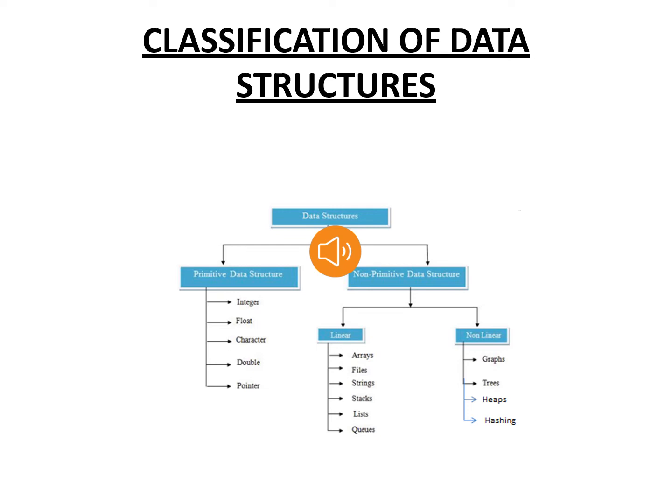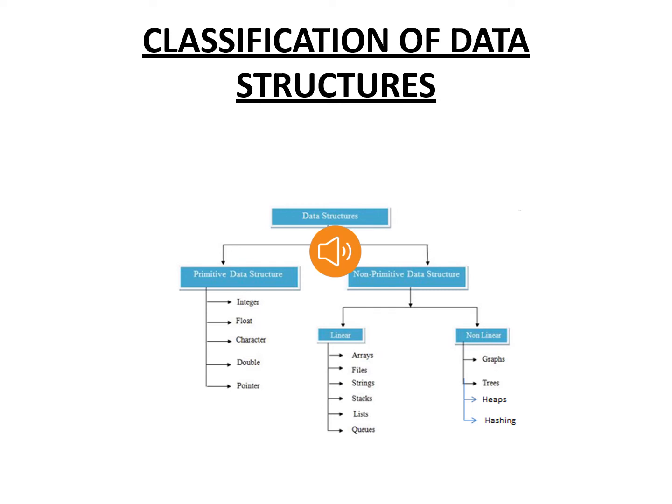These data types consist of characters that cannot be divided, and hence they are also called simple data types. We have different data types: integer, float, double. In these data types, the values cannot be divided. Those are the primitive data structures.